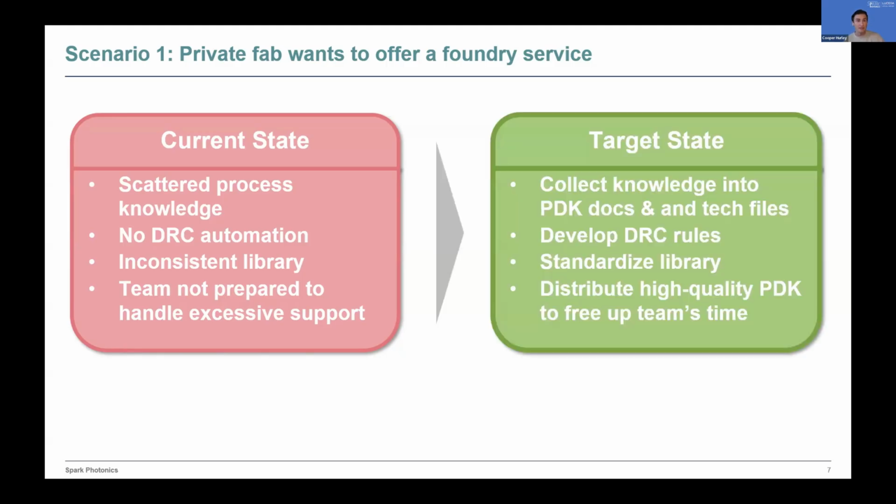From there, I'd say the target state would be, you've collected all this process knowledge into a concise set of PDK documents and technology files. You have a strong set of DRC rules that can handle error flagging. You've standardized the component library to include components of varying maturity levels, whether they're simulated only or fully experimentally validated. And then you set up a method to distribute this PDK to others. And this can really seriously help free up the team's time to continue to innovate on the process side.